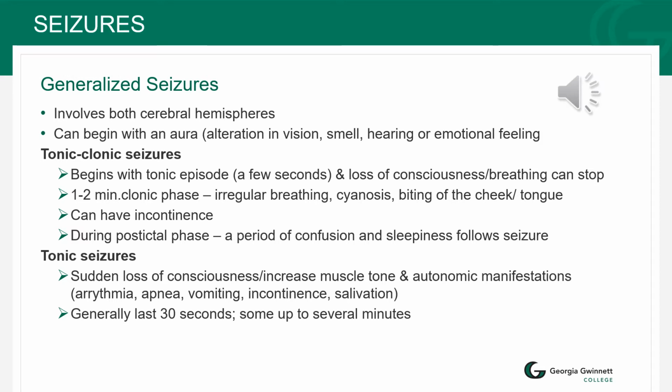A tonic seizure is sudden loss of consciousness where they have increased muscle tone. They can have autonomic manifestations such as apnea. They can have arrhythmias, again, incontinence, vomiting, and they can start salivating. These tonic seizures usually last 30 seconds or so. Some of them can last up to a minute or so, but not as long. It's 30 seconds to several minutes in time.